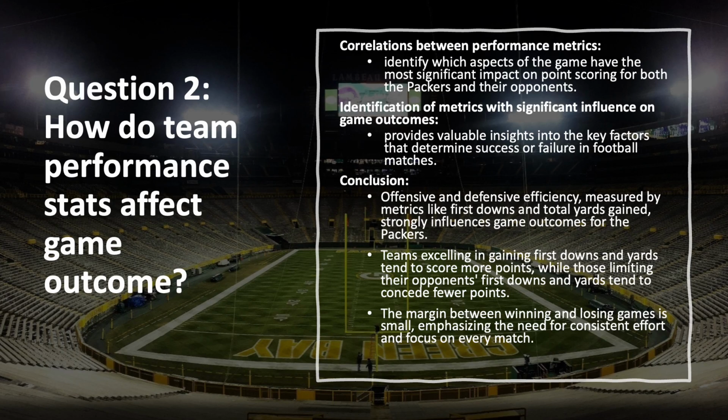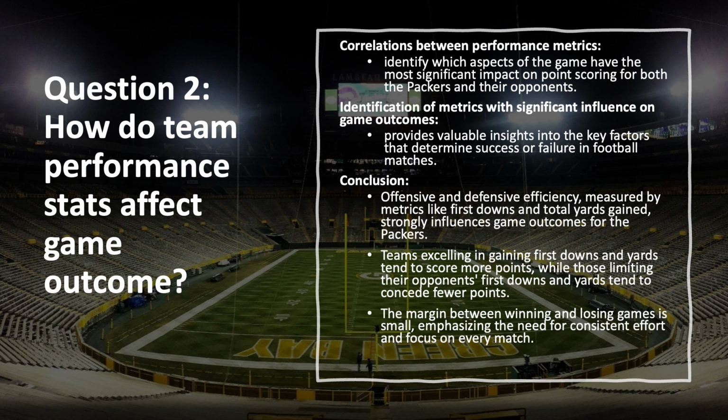Question 2. How do team performance stats affect game outcome? Analyzing offensive and defensive efficiency through metrics like points scored, number of first downs, yards gained, and yards allowed can reveal team strengths and areas for improvement. This assessment will focus on understanding how offensive and defensive performance impact the final score by investigating correlation between performance metrics and points scored, and identifying metrics with significant influence on a game's outcome.